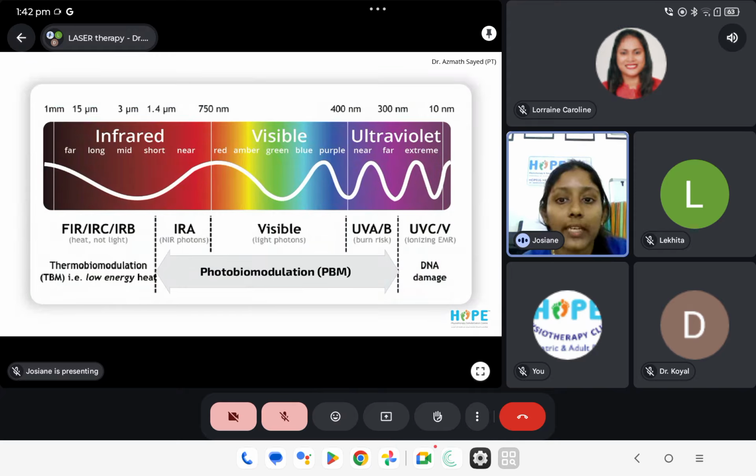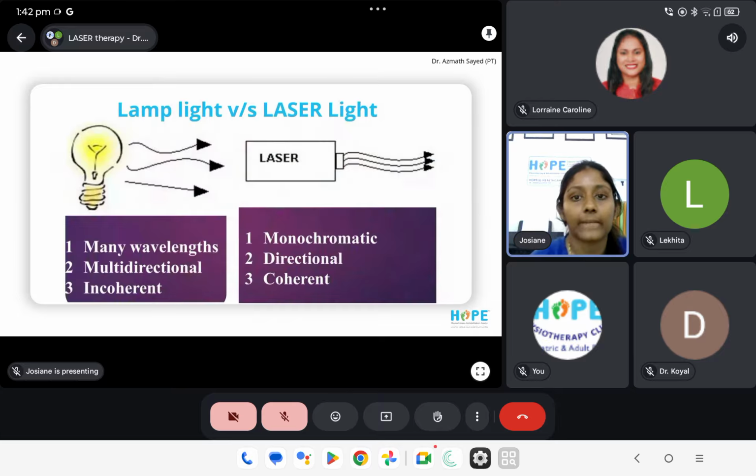So this is the electromagnetic spectrum. It ranges from the lower wavelength to higher wavelength, and laser therapy falls between the infrared and red region, and the shorter the wavelength, the deeper the penetration. So we can see here infrared and red. Laser therapy falls in this, and therefore the photobiomodulation effect is produced.